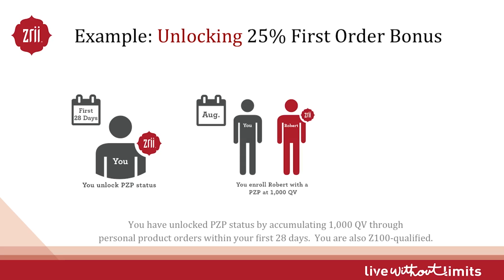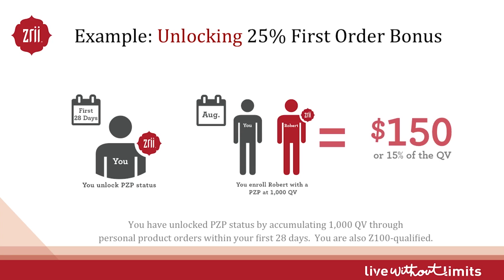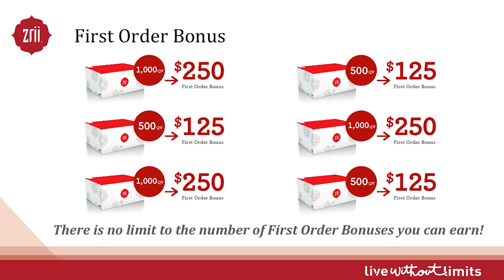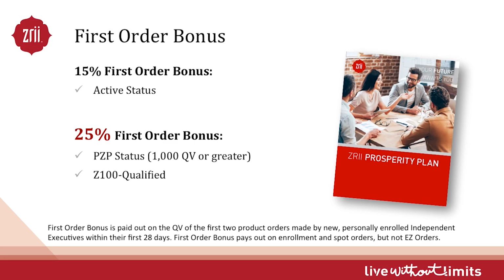You enroll Robert in August with a Premier Z-Pack carrying 1,000 QV. Because you've unlocked PZP status and you're Z100 qualified, you now earn a 25% first order bonus, or $250 on his order. There is no limit to the number of first order bonuses you can earn. If you enroll 100 people in 1 year, you can earn 100 first order bonuses. But if you want the 25% first order bonus, you must enroll with a PZP or unlock PZP status in your first 28 days as a Zrii independent executive, and you also must be Z100 qualified.